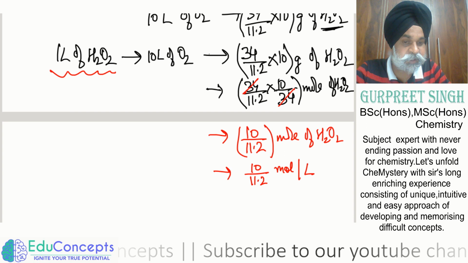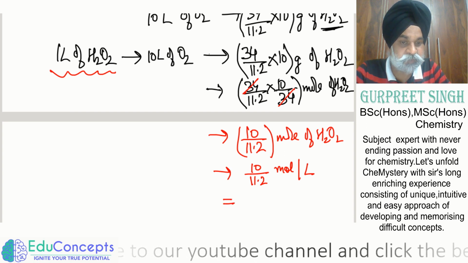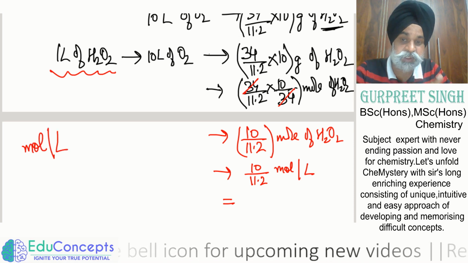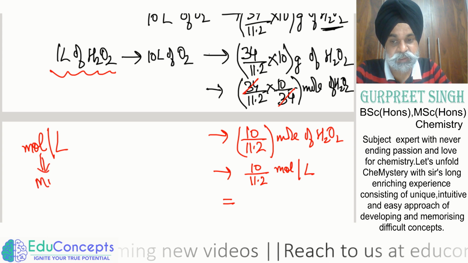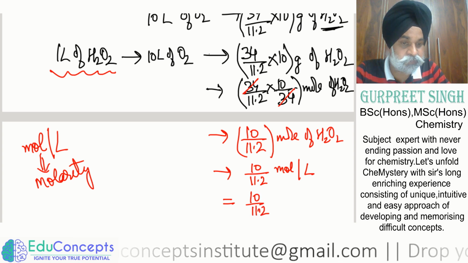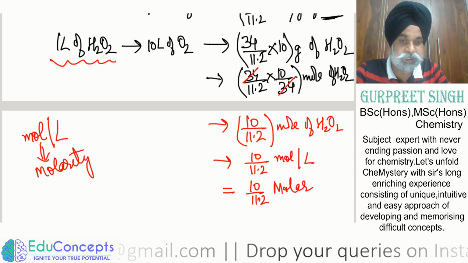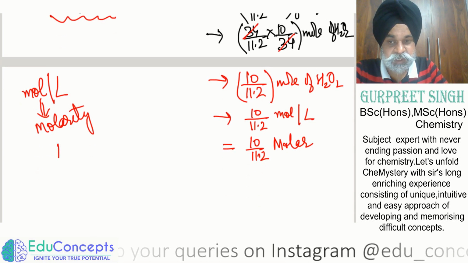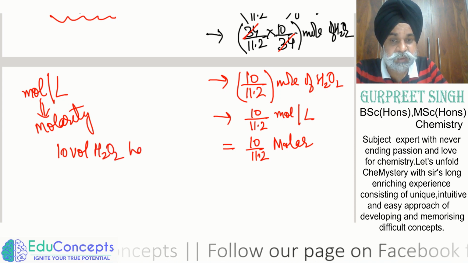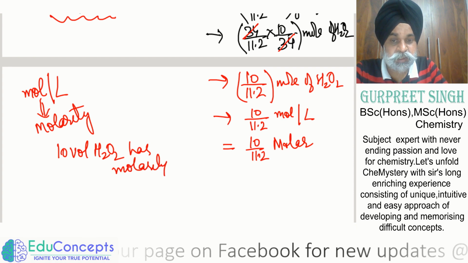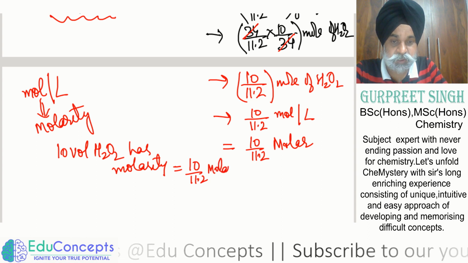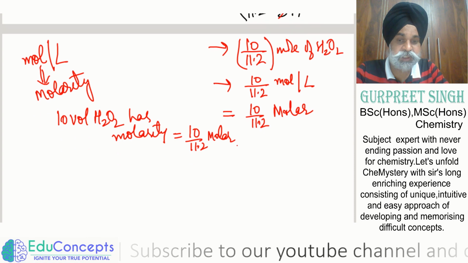And moles per liter is nothing but, you know very well, is molarity. This मोल, 1 लीटर सोल्यूशन में जितने मोल्स हैं, that is referring to a concentration term, molarity. So we will say 10 upon 11.2 molar. So let me reconsolidate what we have done. We said 10 volume H2O2 has molarity equals to 10 upon 11.2 molar. Is it okay? So this is a simple relationship we have made.